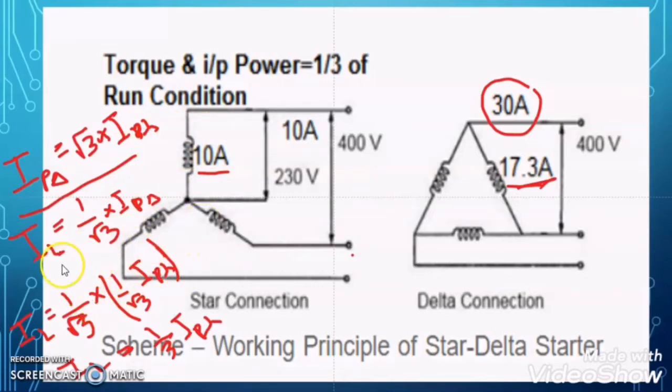And the second thing we observe is that the line current is equal to root 3 times the phase current of delta configuration. From there we can also derive the value of line current and phase current of star configuration, which will be 1/3 of the phase. This is just an overview.